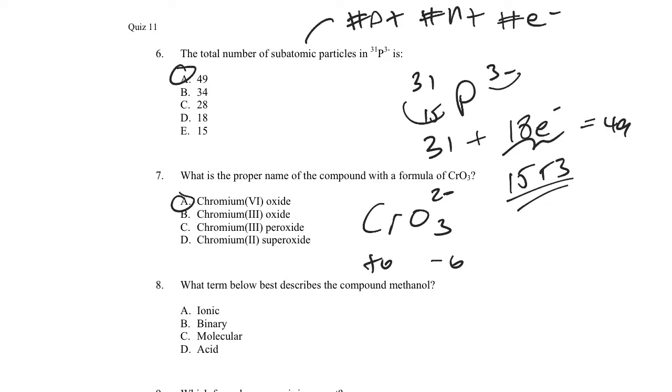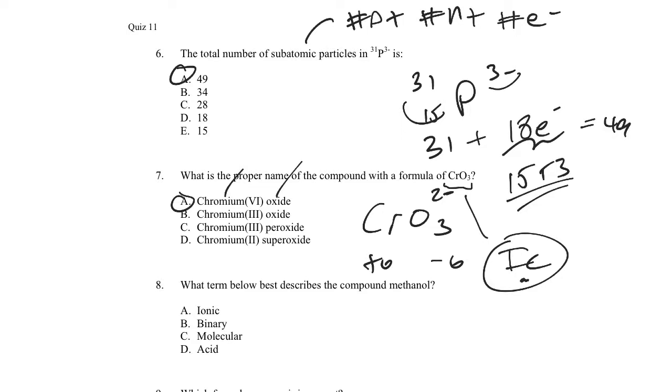We mentioned in class that you wouldn't call this chromium trioxide because we're only naming molecular compounds using that binary system where you go mono, di, tri, tetra, etc. That's for molecular compounds. This compound here is an ionic compound, so we got to name it with the cation name followed by the anion name.